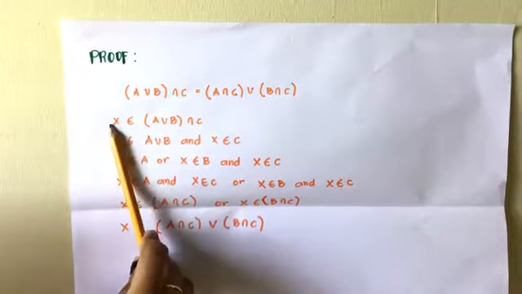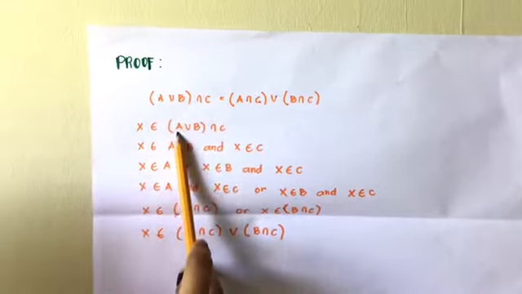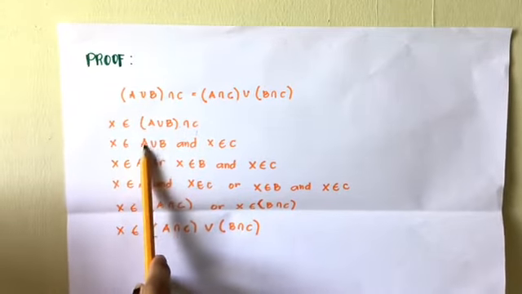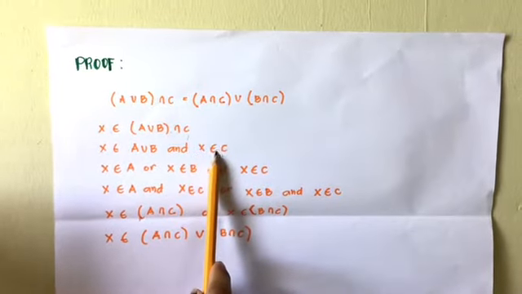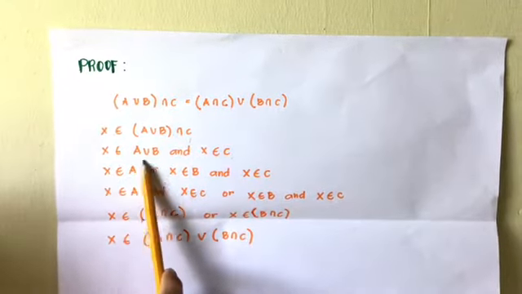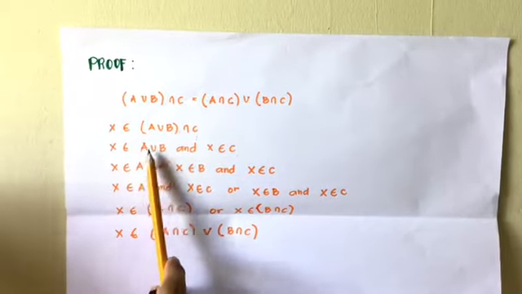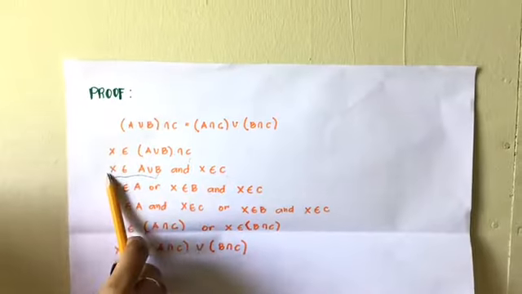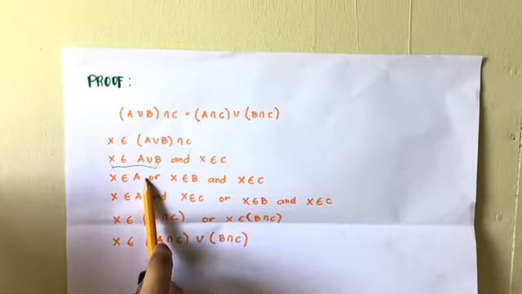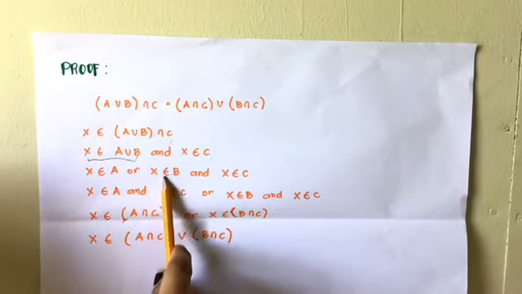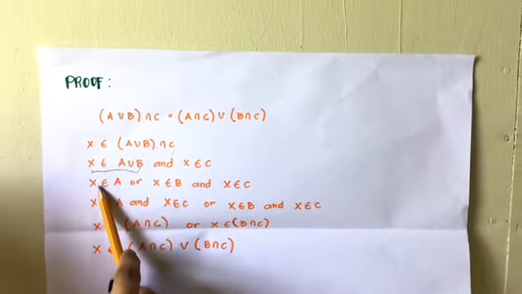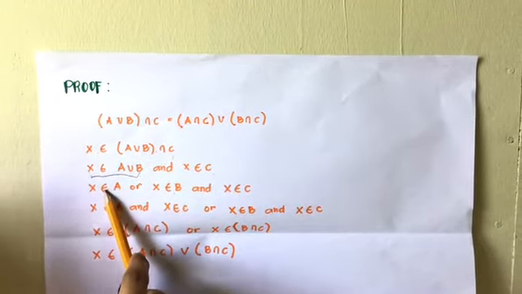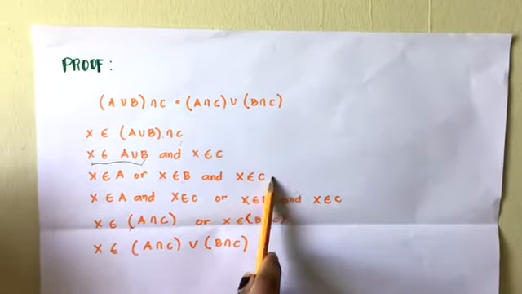Let's assume that x is an element of open parenthesis A union B close parenthesis intersection C. So x is an element of A union B, and x is also an element of C. This part says x is an element of A union B. That means x is either an element of A or an element of B. And if x is an element of A or B, it will definitely be in the union. And x is an element of C.